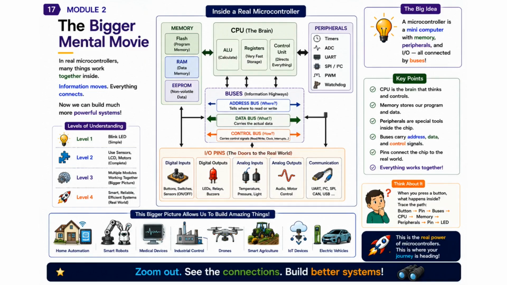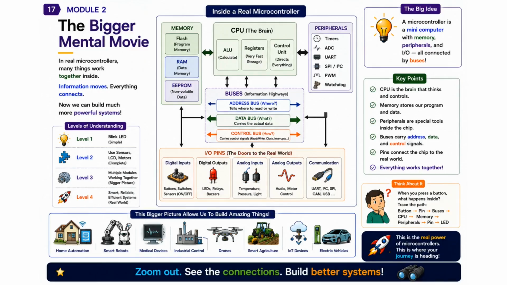But the most important idea is this. All these building blocks are connected by information highways called buses. The address bus answers the question, where should we go? The data bus carries the actual information. And the control bus tells the system how and when operations should happen.